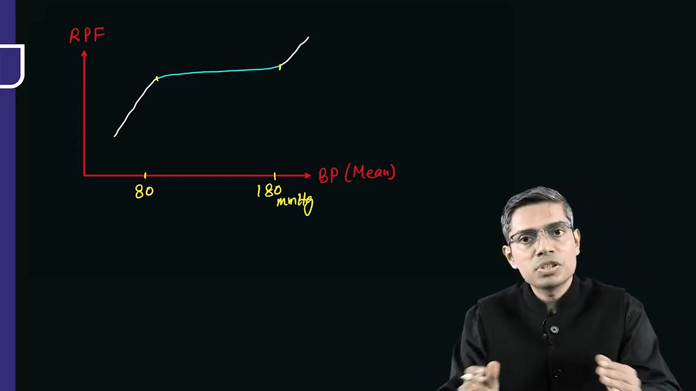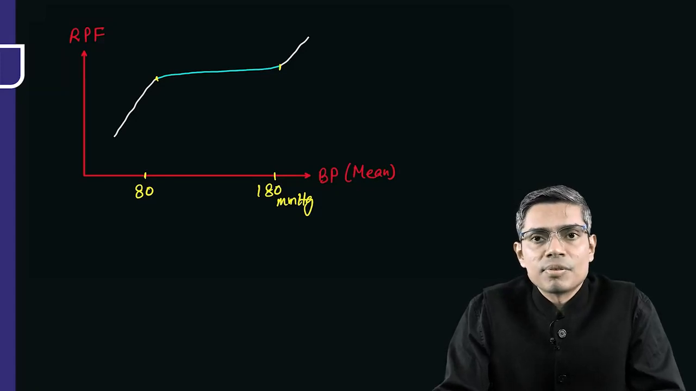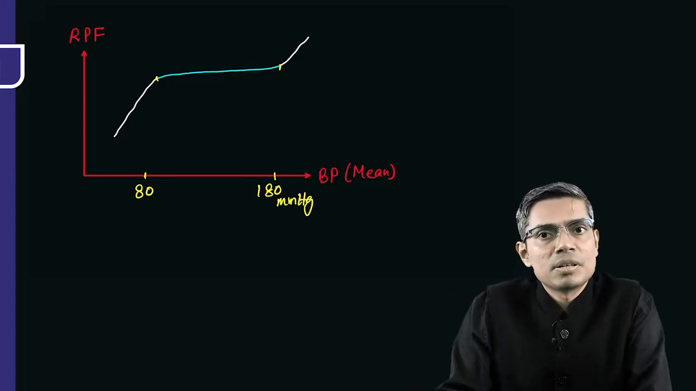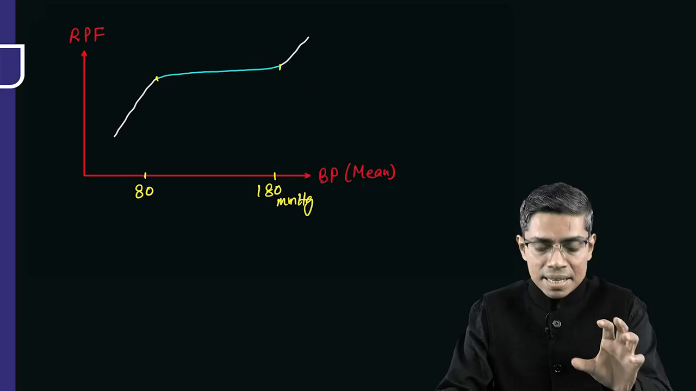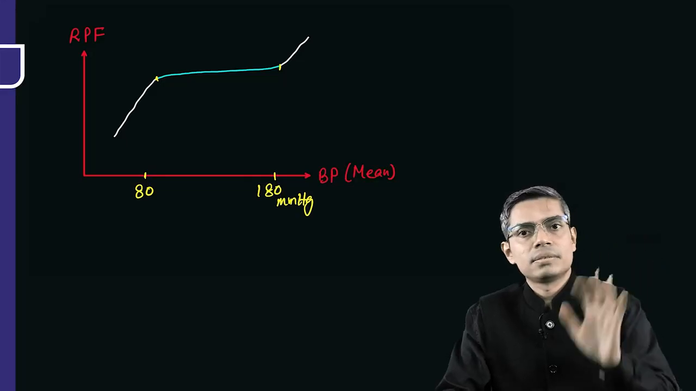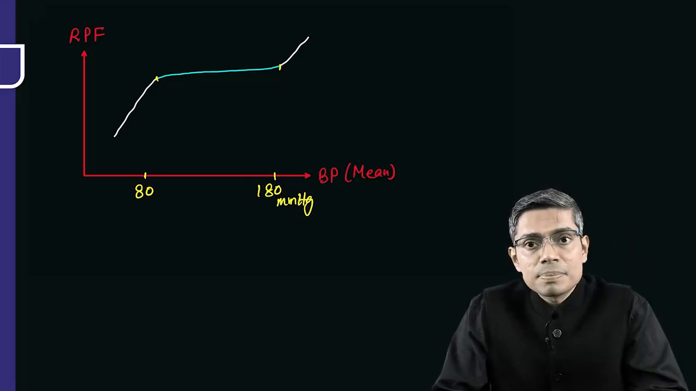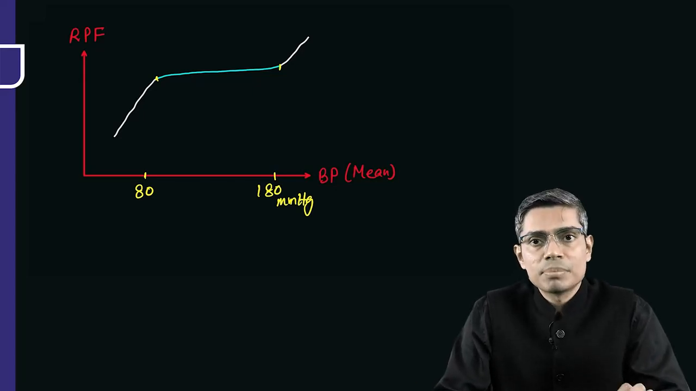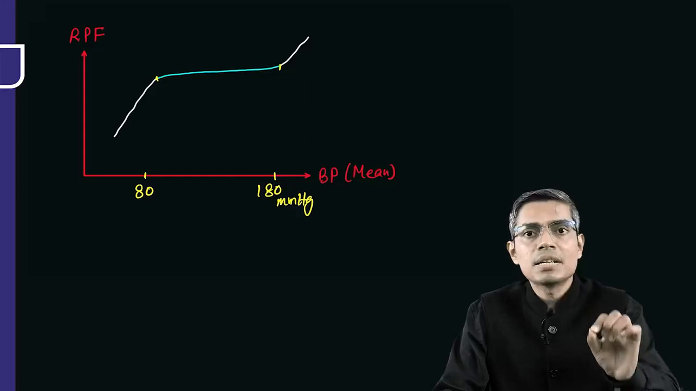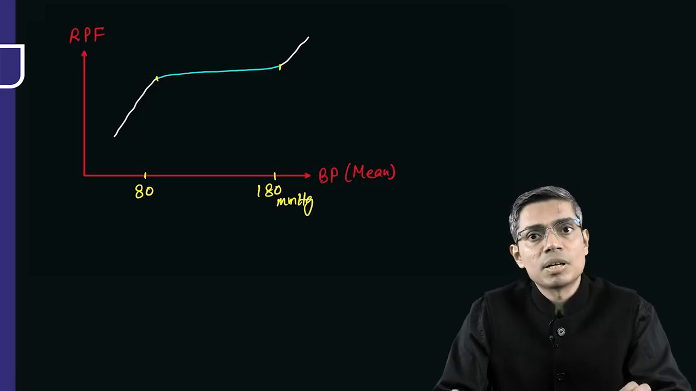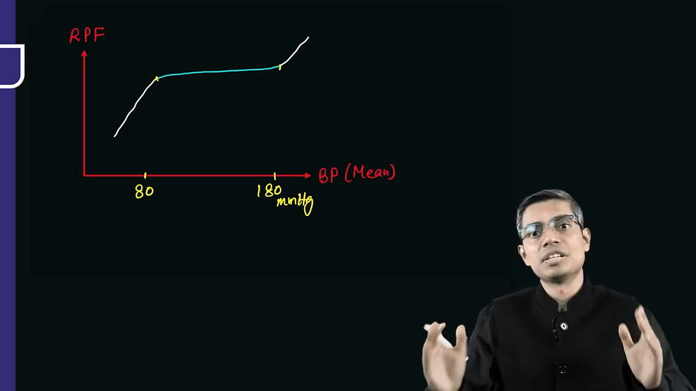Plateau means no change in renal plasma flow occurs if your blood pressure is changing between 80 to 180 millimeter of mercury. So the kidney maintains a constant plasma flow irrespective of your blood pressure. Auto-regulation is the constant maintenance of blood flow in an organ irrespective of the blood pressure, but obviously within a particular range.